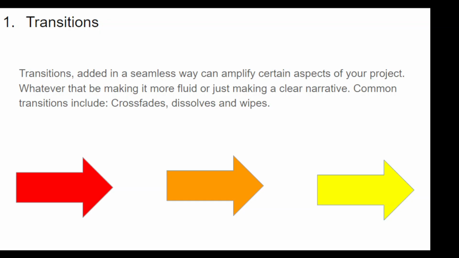So, I kind of got off topic, but going into it, there is a seamless way, obviously, of adding certain aspects to your project, whatever that be, making it more fluid or adding more of a narrative to it. We talked about in class some transitions like crossfades, dissolves, and wipes. These are all important tools to make your visual software pop out more.